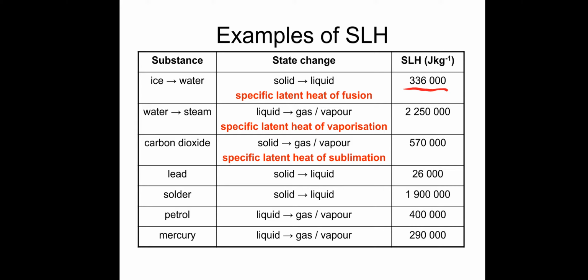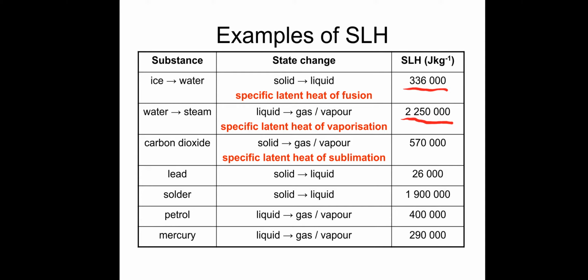So the next example, water to steam. That would be a liquid to a gas. That's called the specific latent heat of vaporization. So water to steam or steam to water is latent heat of vaporization. As you can see, in terms of energy it is much more energy intensive when compared to the specific latent heat of fusion. We've got 2.25 million joules per kilogram. So to convert 1 kilogram of water into steam, or 1 kilogram of steam into water, requires 2,250,000 joules. So it's much more energy intensive than ice to water or water to ice.